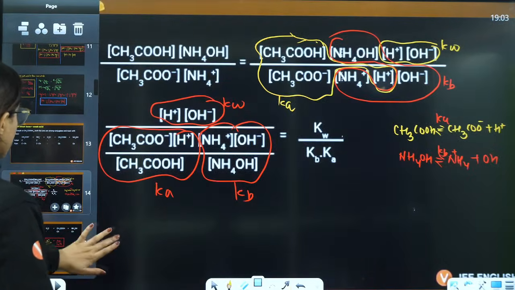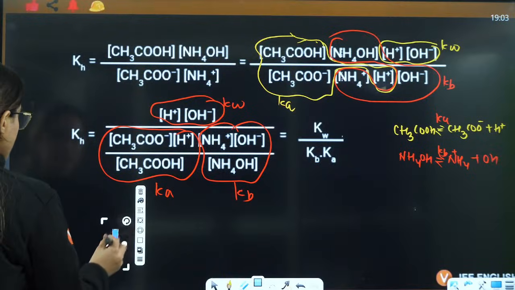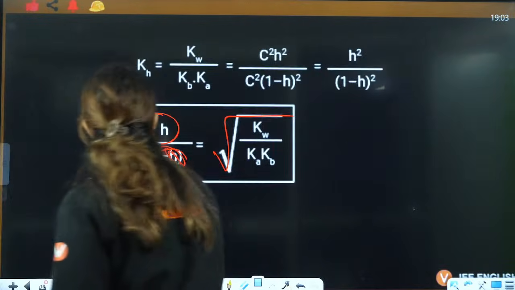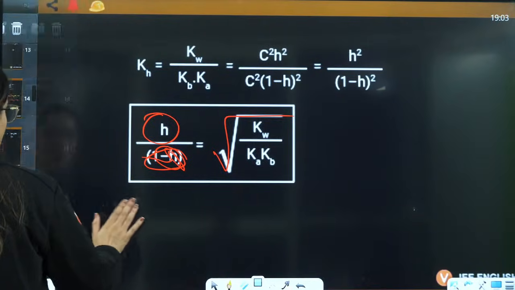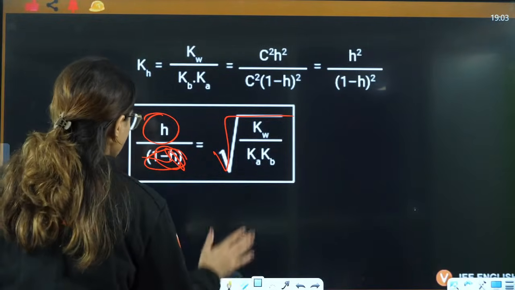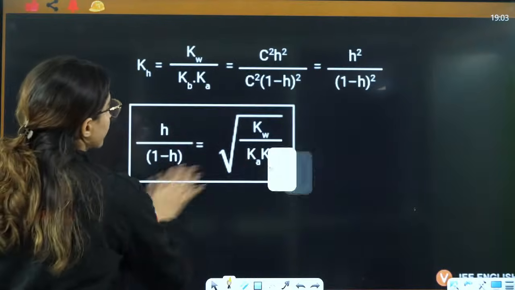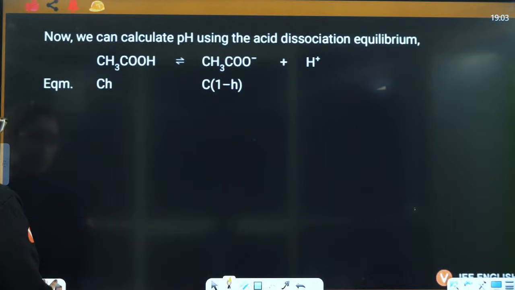This also is about the derivation that I have already explained to you. You don't have to remember this as such, but you must know where it is coming from.